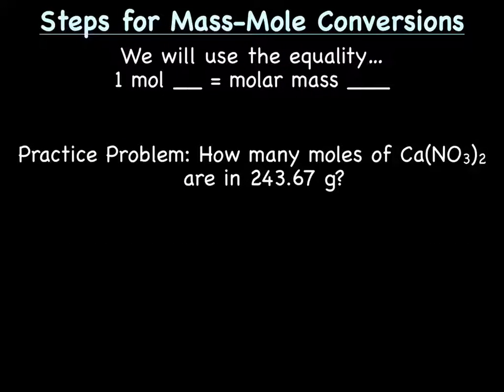All right, steps for mass to mole conversions. Today we'll be using the equality 1 mole of something equals the molar mass of that same thing. And you will note that this particular equality is on your unit conversion table. The practice problem we're going to be using is: how many moles of calcium nitrate, or Ca(NO3)2, are in 243.67 grams? I suggest you write this problem down.